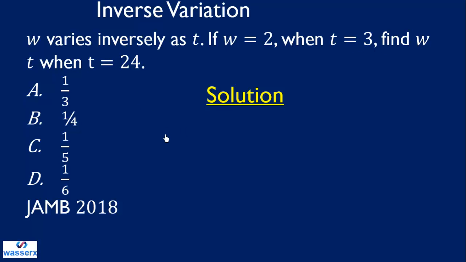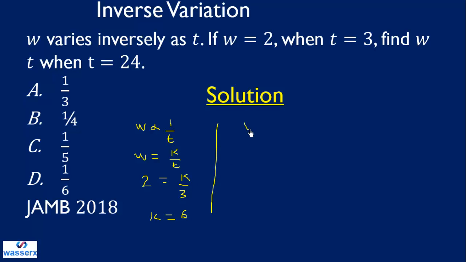Now let's finish with this. W varies inversely as t if w equal 2 and t equal 3. So we have w varies inversely as t. Then we have w is equal to a certain constant k over t. So we sub in the values. So we get 2 is equal to k over 3. So k is equal to 6.